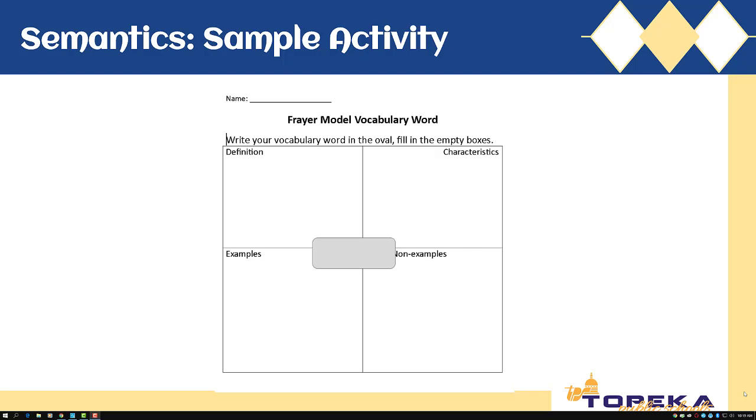Loyalty, trustworthy, for example. And then list examples of what friendship would look like: doing activities together, listening to your friend when he or she has an issue or a concern. What are non-examples of friendship? Talking behind someone's back, for example. And then going to the definition, writing the definition of what friendship means.